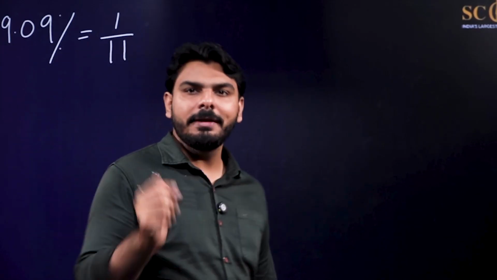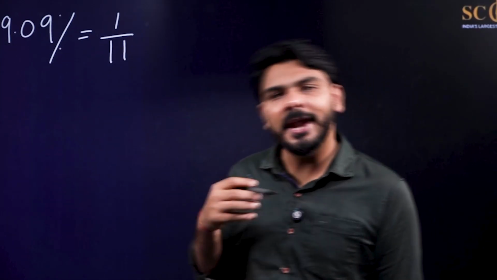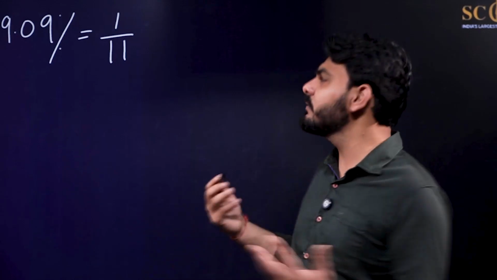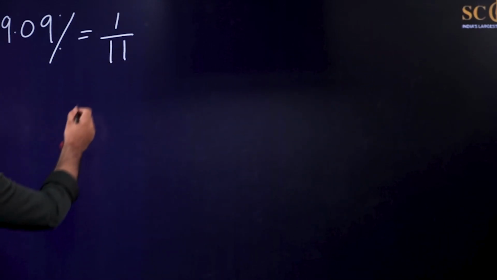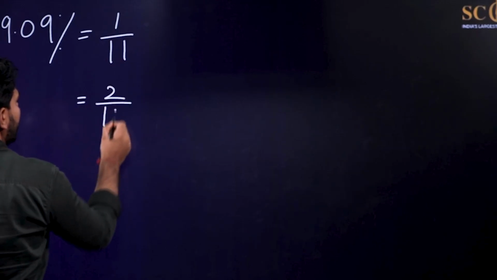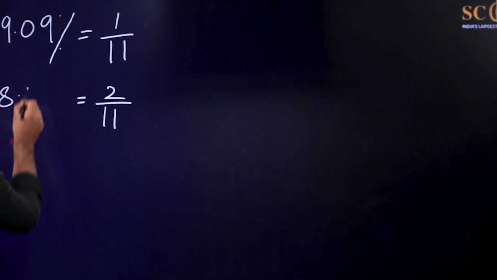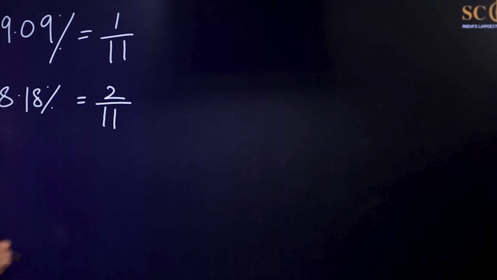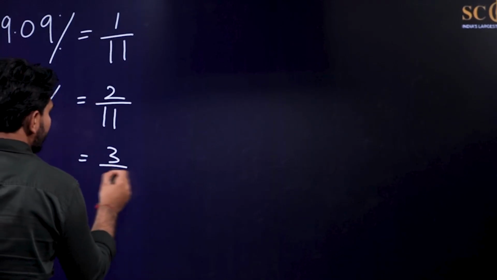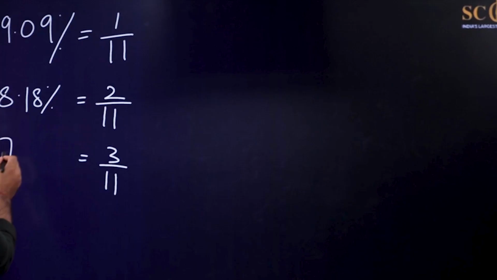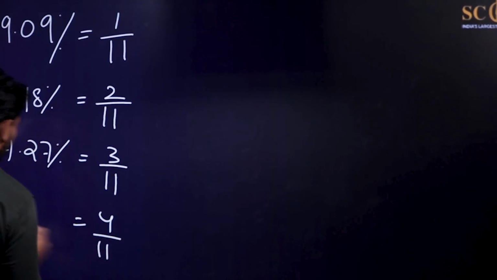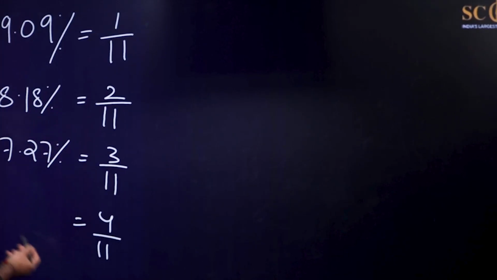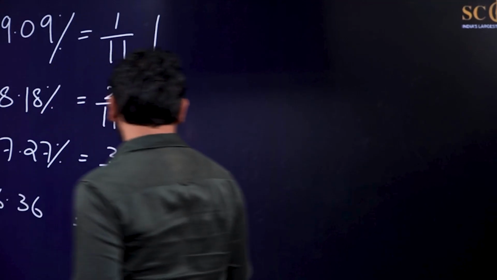You know, 11.11% is 1 by 9 and 9.09% is 1 by 11. So it's very easy to remember. 9 and 11 are interconvertible. Now, if I ask you what is the value of 2 by 11, you can very easily tell me it is 18.18%. Similarly, 3 by 11 is 27.27%. And 4 by 11, now it is easy for you, it is 36.36%.